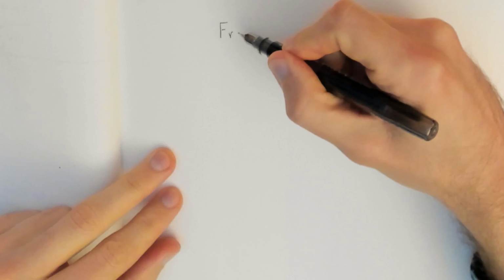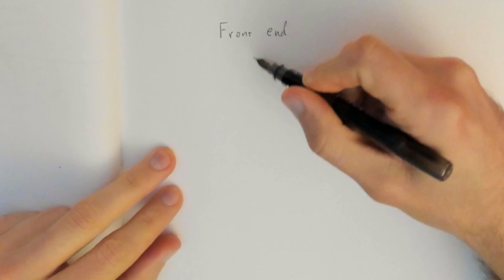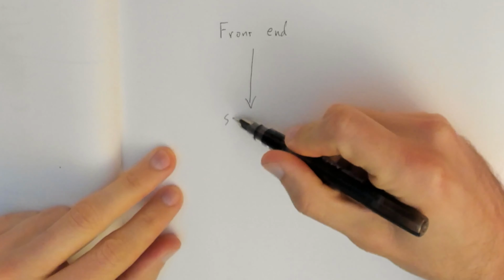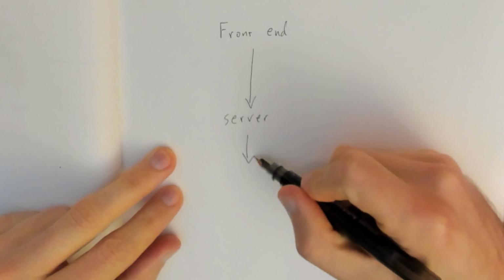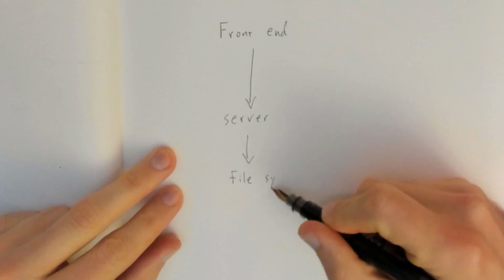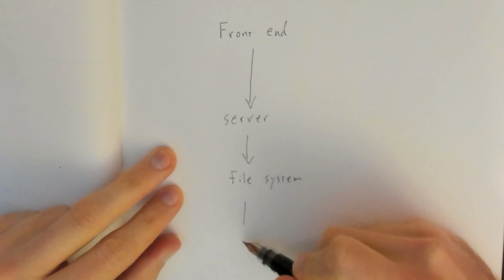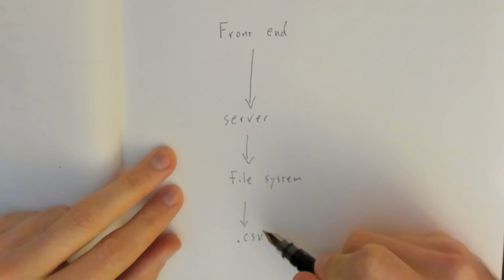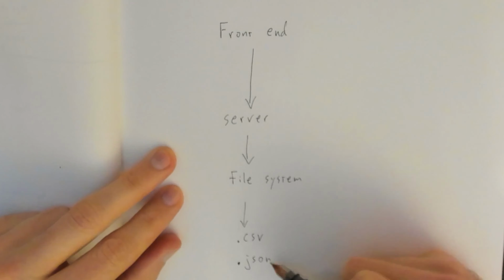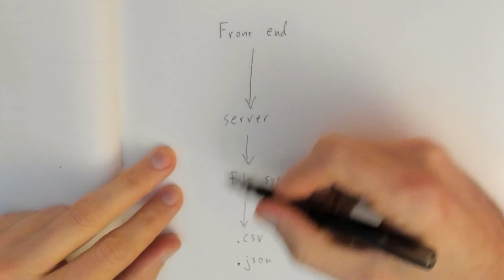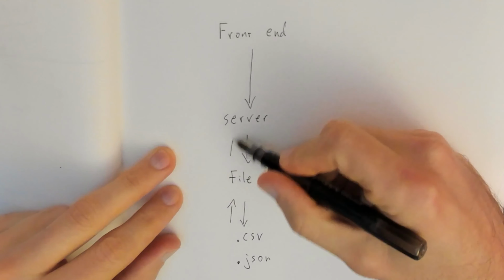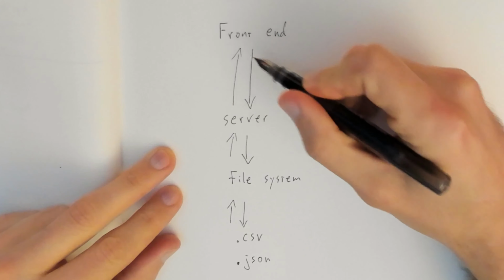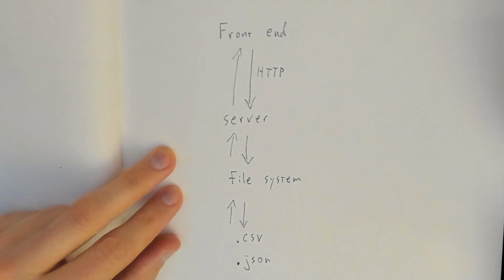To load data, the front end needs to make a request to some server. That server looks to the file system to read CSV or JSON files. Those are just text files on disk that get loaded into memory in the server and then sent back to the front end. This happens over a protocol called HTTP, Hypertext Transfer Protocol.